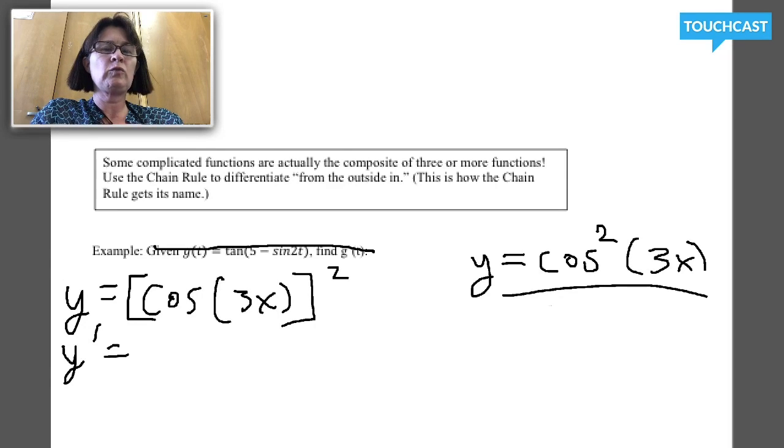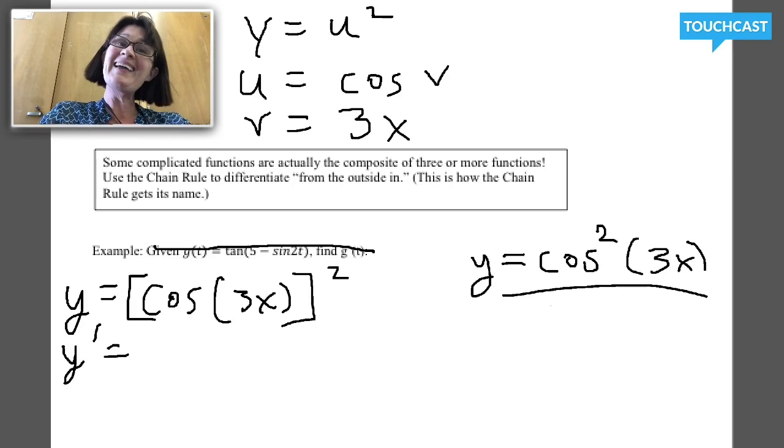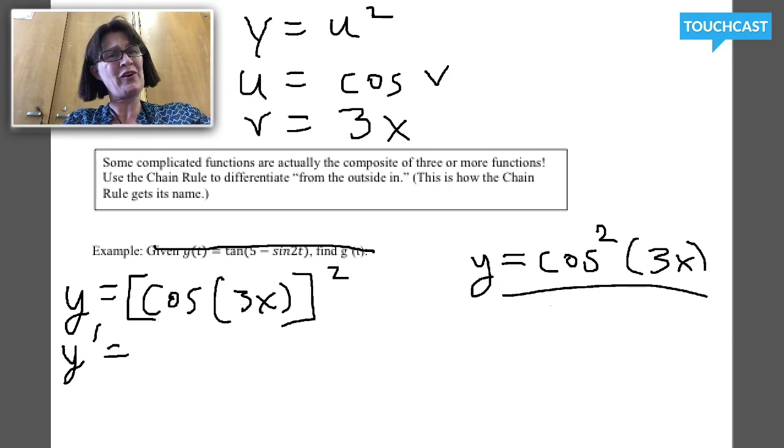So I might say that y is equal to u squared. But what was the thing that was getting squared? u is equal to cosine of 3x. Let's call that cosine of v. And what was v? What was getting cosine? v is equal to 3x. So y is a function of x. It just goes through all these stages before you finally get to the x.